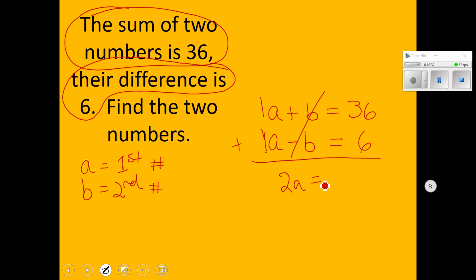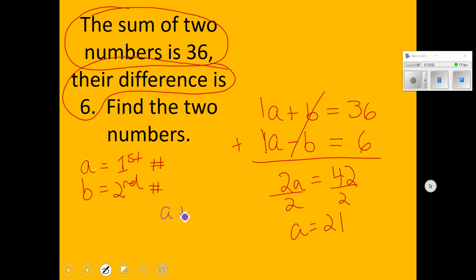1A plus 1A is equal to 2A. And 36 plus 6 is equal to 42. So when I divide by 2 on both sides, A is equal to 21. Am I finished? No, I got to figure out what B is. So I'm going to plug it in, in a different color. I'm going to choose the top one.